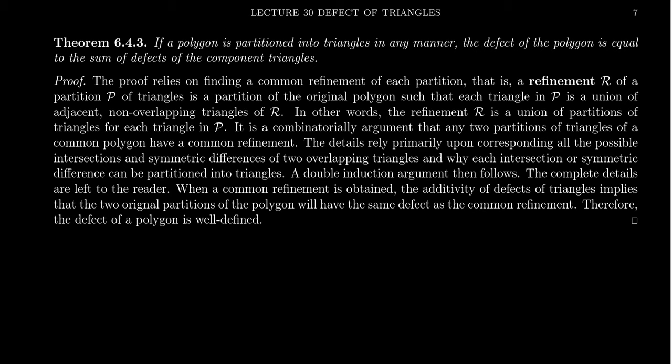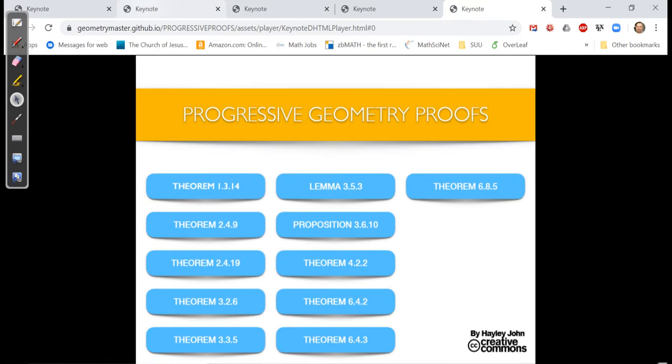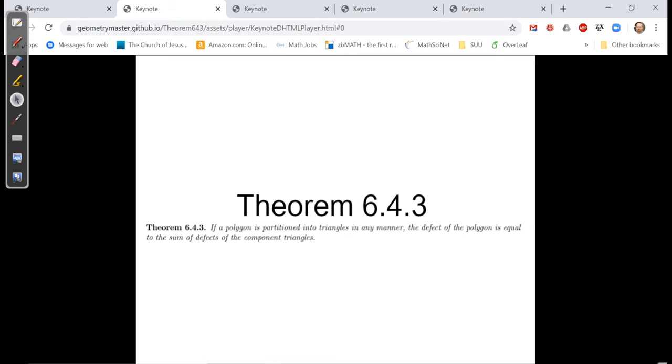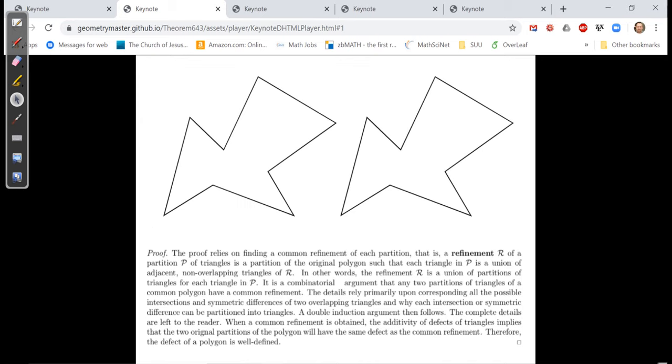So again, you can see the proof in front of you. Feel free to pause it if you want. But like I said before, I'm going to switch back over to the slides that Haley made for us. And so we see theorem 6.4.3 right here. Honestly, there's not really a lot to say with the proof in terms of the pictures, but there's one really cool part I want to use these slides for.